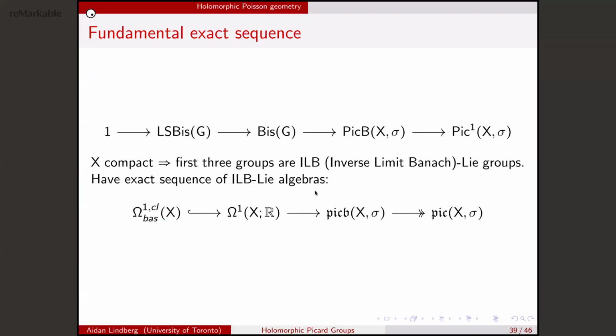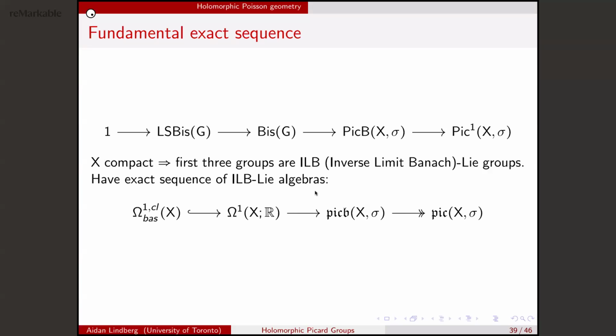And if X is a compact manifold, then you can actually turn these three groups into infinite dimensional Lie groups. So even if we're working in the complex analytic world, these three things are all infinite dimensional, and you can give them Lie group structures modeled on these Fréchet spaces called ILB spaces. Because of that, we can differentiate them as Lie groups, and we'll get an exact sequence of Lie algebras.